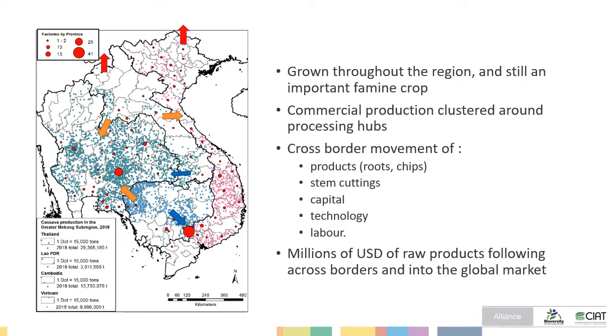One idea that we really tried to communicate is that cassava is grown throughout the region and is still an important famine crop in many upland communities, but we really see commercial production around these processing hubs, and that there's a large amount of cross-border movement of products, planting materials, so the stems, as well as capital and technology and labour across those different borders. And this is not a small amount of product moving about. This is multi-million-dollar consignments of roots moving, large investments, and of course, large-scale labour moving between these countries.